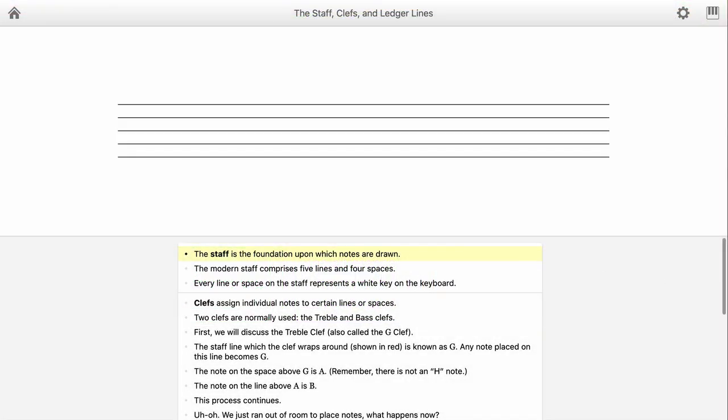The staff is the foundation upon which notes are drawn. Basically, it's this collection of 5 lines and 4 spaces where music is written. The 5 lines and 4 spaces are numbered starting from the bottom. So the bottom line is number 1, and then we go up to the next lines 2, 3, 4, and 5. Same with the spaces. The bottom space in between the lines is space number 1, and then we go up from there 2, 3, and 4.